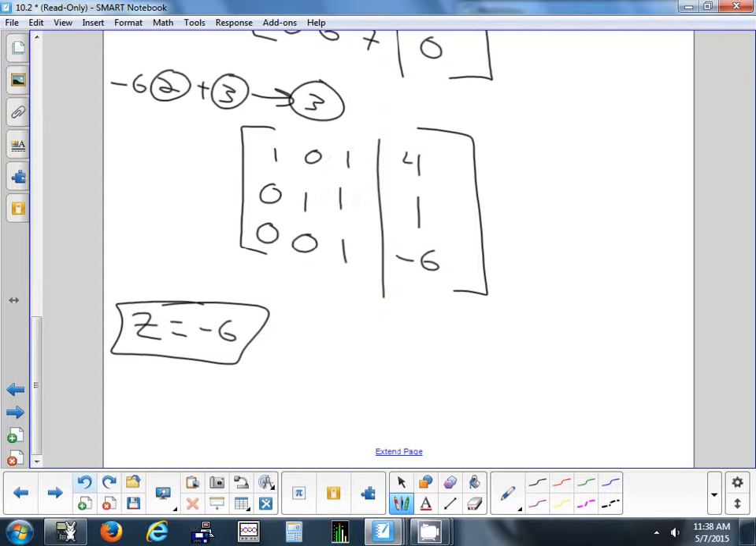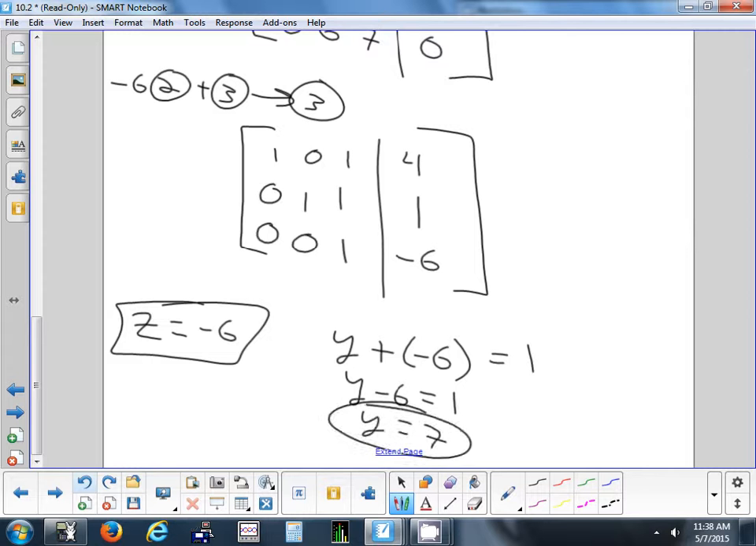Okay. But I said we'll go back and we'll do the substitution. So now we have y plus z equals 1. So that's y minus 6 equals 1. Y equals 7. And now we're going to go back and substitute one more time.